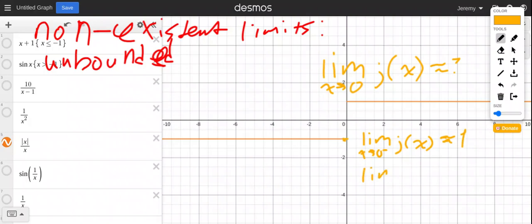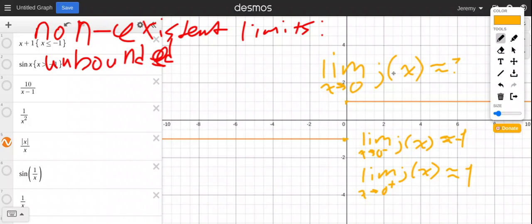So what about the limit of j of x as x approaches 0 from the right? Approximately equal to. Here it seems like it's also constant, but this one has a constant value of j of x equals negative 1. So I'll estimate this to be approximately equal to negative 1.